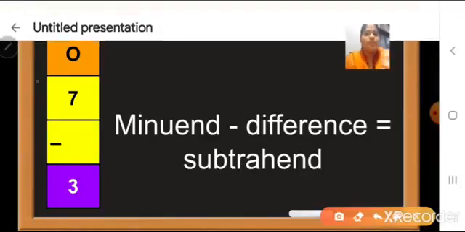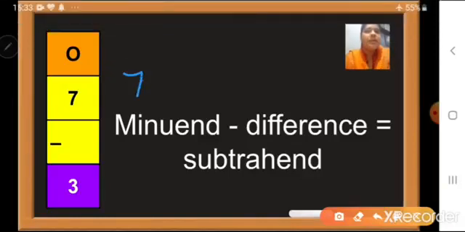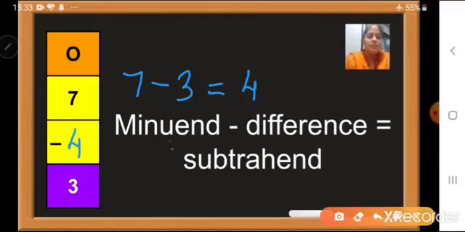So, minuend is 7 minus difference is 3, which is equal to 4. So, my subtrahend will be 4. Now, also remember that we cannot change the numbers. To find the subtrahend, we cannot do difference minus minuend. It is always minuend minus difference.